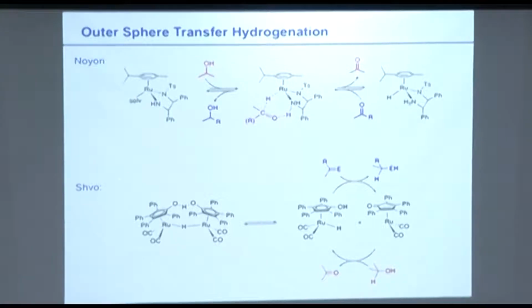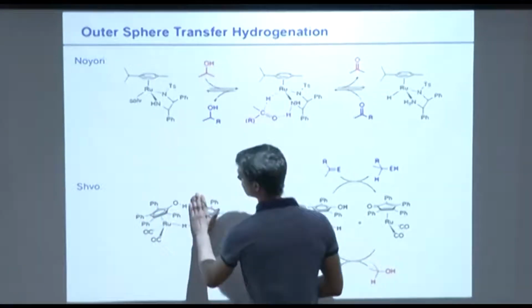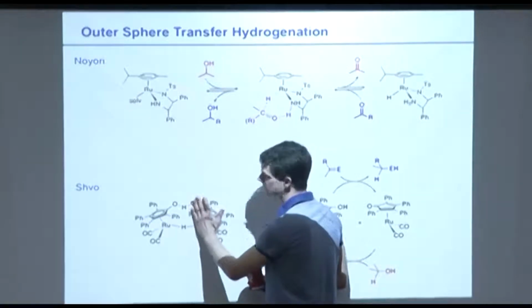A very prominent species for this is the Shvo catalyst. Shvo catalyst is a dimeric structure that formally consists of a ruthenium 2 and a ruthenium 0 species, but you'd see this is totally symmetric. So in fact it's a ruthenium 1, ruthenium 1 in stable resting state. But as soon as you have a substrate, this system breaks up, and it breaks up heterolytically. So you cleave, you put the two hydrogens both to the same metal center.